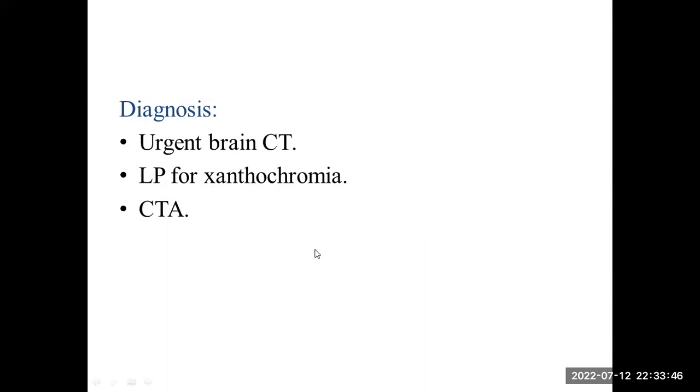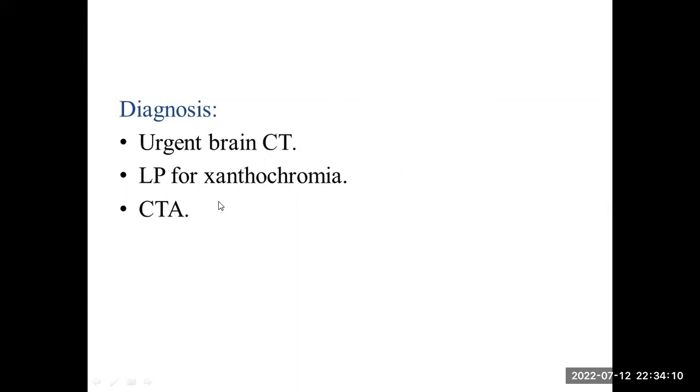Xanthochromia is the yellowish discoloration of the CSF, and it's due to hemolysis which happens within the CSF. When you have subarachnoid hemorrhage, you will have hemolysis in the CSF, and this will lead to release of bilirubin, and this bilirubin will turn the CSF color into yellow, and this is called xanthochromia, and it can be detected on CSF examination.